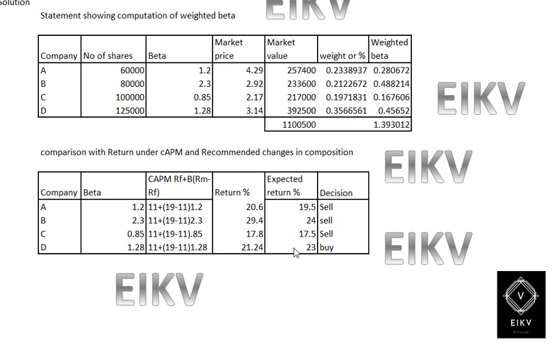But in the fourth scenario, it is vice versa. That is, the CAPM return is lesser than the expected return. So in the first scenario we need to sell, which is also called overpriced, and in the fourth scenario, which is underpriced, we can buy those funds.